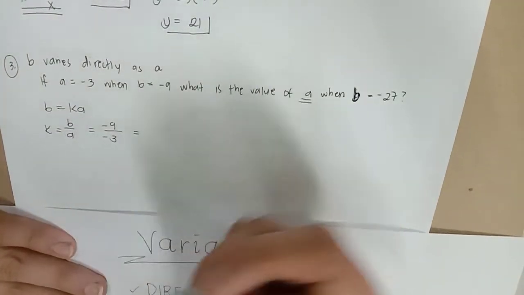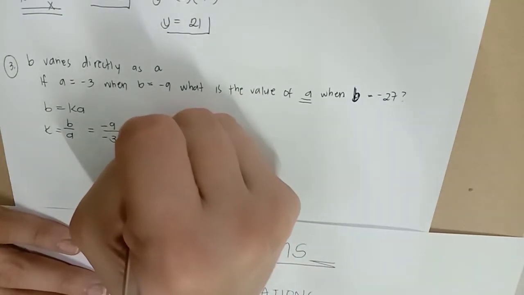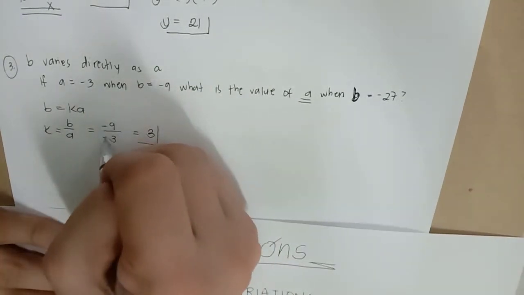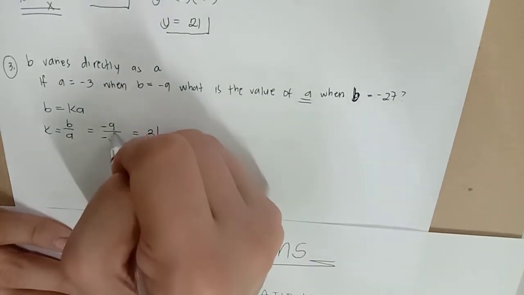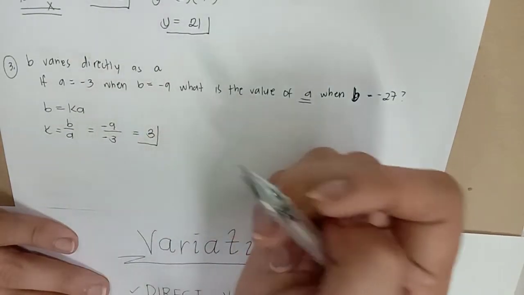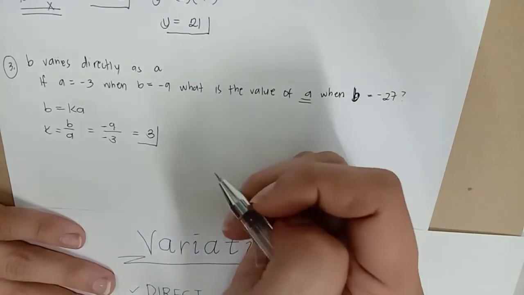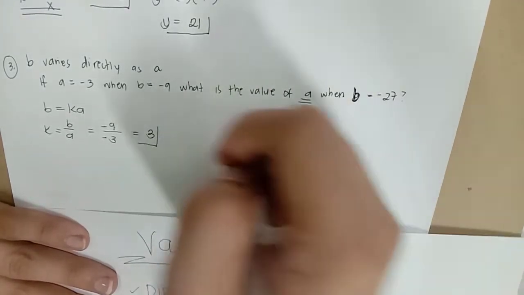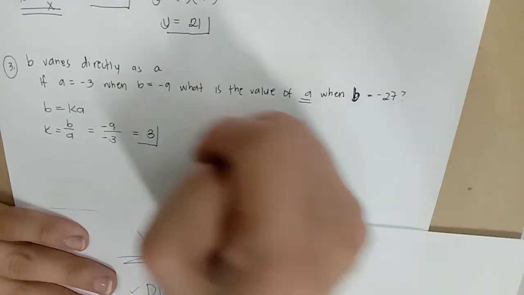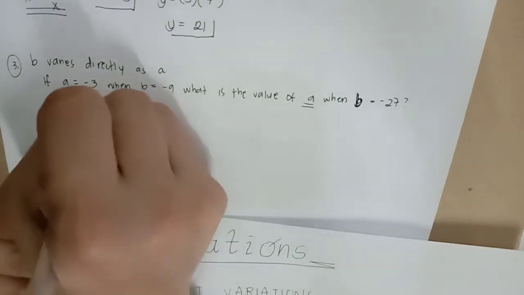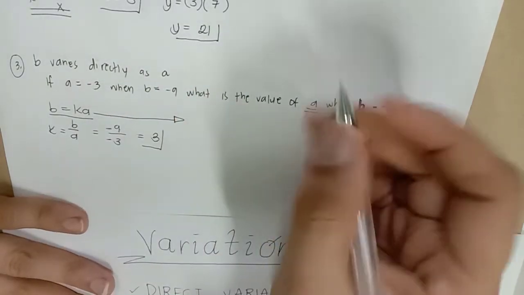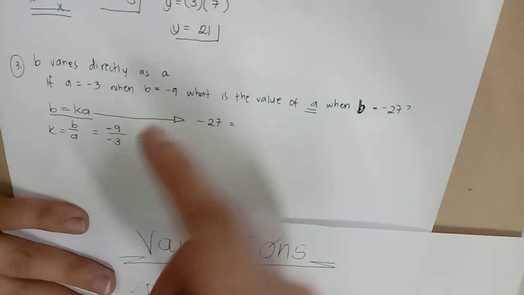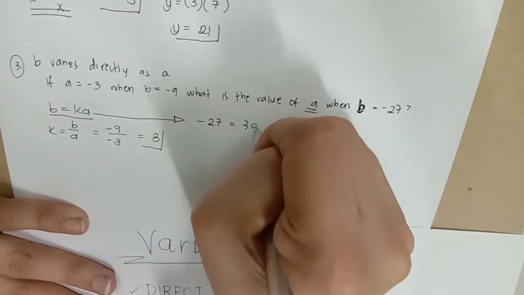So, negative 9 divided by negative 3, answer is positive 3, because negative divided by negative becomes positive. 9 divided by 3 is 3. Alright, so our k is 3. Next, what is the value of a? So, when b is negative 27, using this formula, we have b, which is negative 27, equals to k, which is 3a.